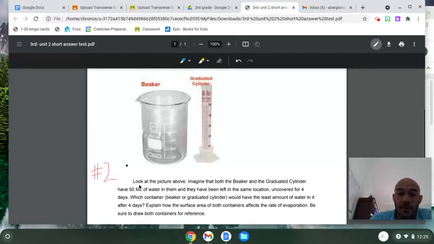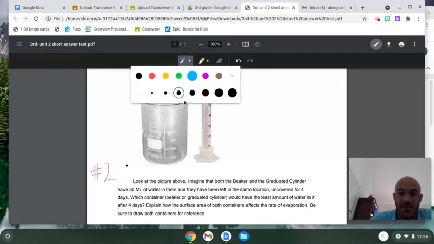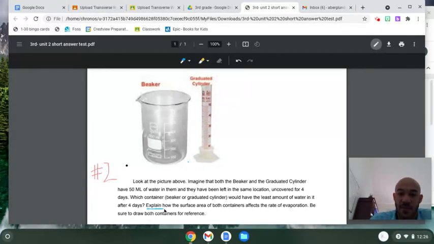Look at the picture above. Imagine that both the beaker and the graduated cylinder have 50 milliliters of water in them, and they have been left in the same location uncovered for 4 days. Okay, so both of these containers have 50 milliliters of water. They've been left uncovered in the same room for 4 days. Which container, the beaker or the graduated cylinder, would have the least amount of water in it after 4 days? Explain how the surface area of both containers affects the rate of evaporation. Be sure to draw both containers for reference.